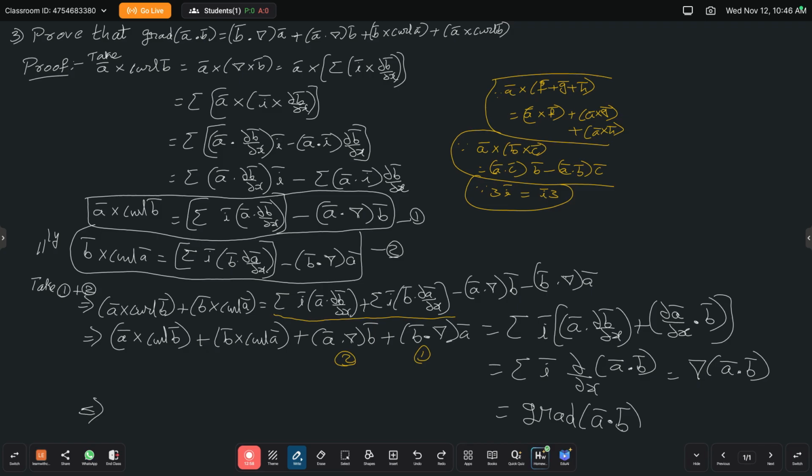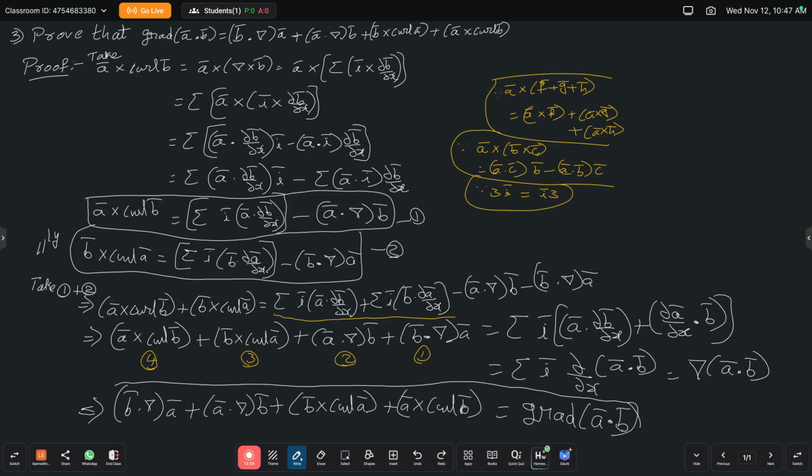Next, B bar cross curl A bar, writing this as the third term. And then A bar cross curl of B bar, writing this one as the fourth term. That means in the reverse order we are writing. Then what is it going to become? The LHS part: B bar dot del of A bar plus A bar dot del of B bar plus B bar cross curl of A bar plus A bar cross curl of B bar, which is equal to gradient of A bar dot B bar. Hence proved the property.